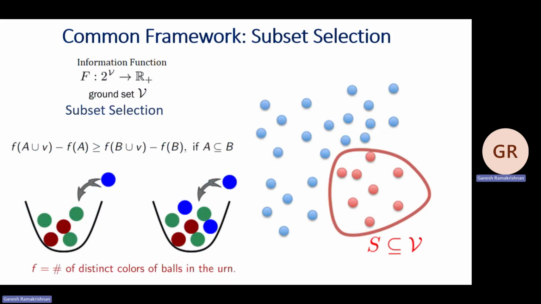So the application comes up all around the time. You can also maximize the submodular function, but under a budgeted specification. And in fact, there are interesting results about it.